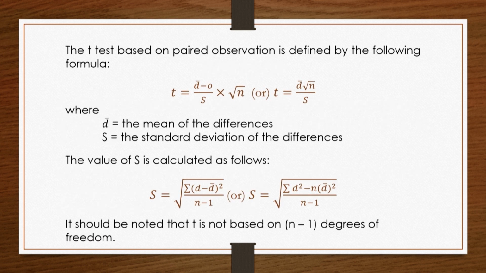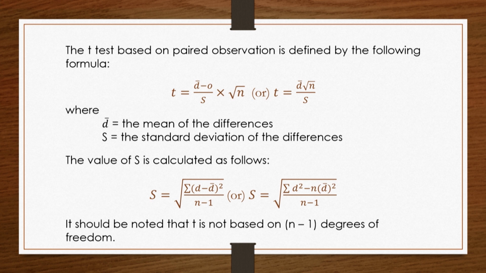Here one can apply the t-test based on paired observations, defined by the following formula: t equal to d bar minus 0 divided by s into root 10, or t equal to d bar into root 10 divided by s, where d bar is the mean of the differences, s is the standard deviation of the differences.